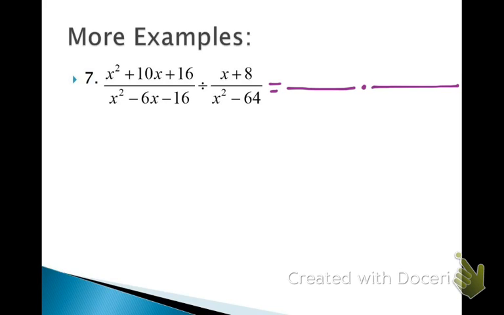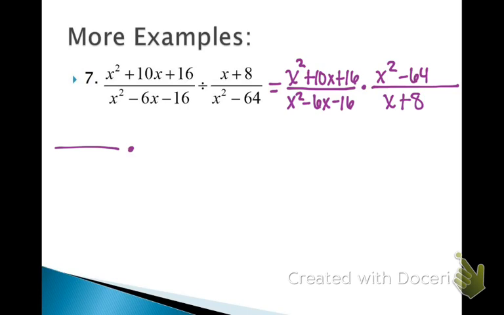All right, on number 7. First thing I do is rewrite it as a multiplication problem. So my first fraction is going to stay exactly the same. My second fraction is going to flip. So the x squared minus 64 moves to the top, x plus 8 on the bottom. After we have rewritten it as a multiplication problem, we are ready to factor.